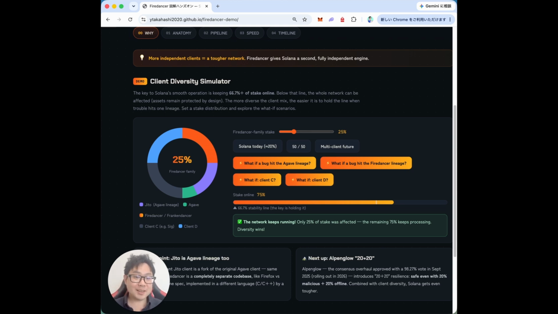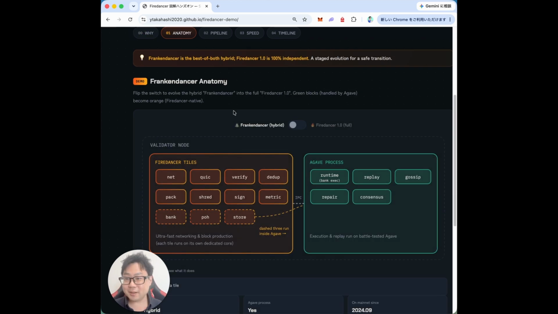And next, let's look at Frankendancer and Firedancer. As you can see here, Frankendancer is a hybrid model that was built to bridge the migration to Firedancer. Part of it still uses Agave. By the way, both use this tile architecture.